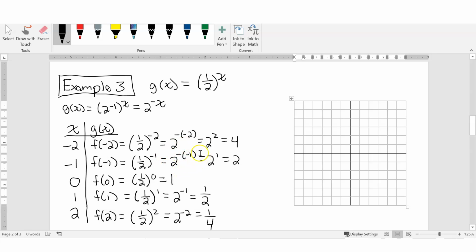However, if you use the rewritten form as the text shows, minus 1 would be a plus 1. You'll still get the same answer. 2 to the first power is 2. And as always, when x is 0, the function will be 1. And then when we have 1/2 to the first power, that's really just 1/2. And 1/2 squared will really just be 1/4. Now that we have our coordinate points, let's graph the function.